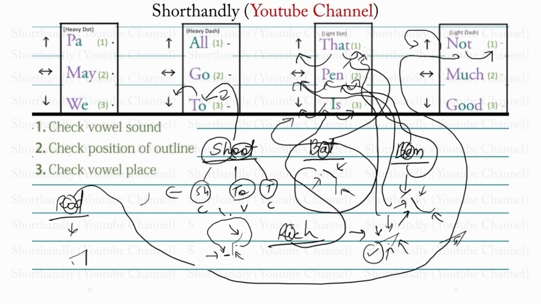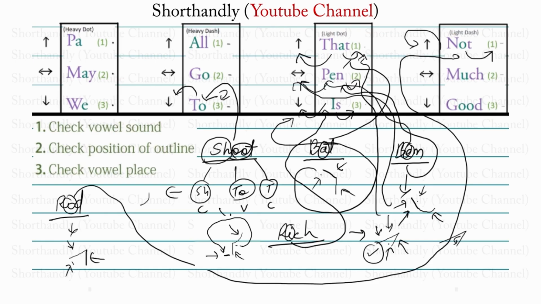Okay, so first we have this R consonant, and then we have this D, and then we finally put the vowel on the first place, a light dash on the first place, which represents our not sound. You can say not vowel. So that's how you make the rod word.